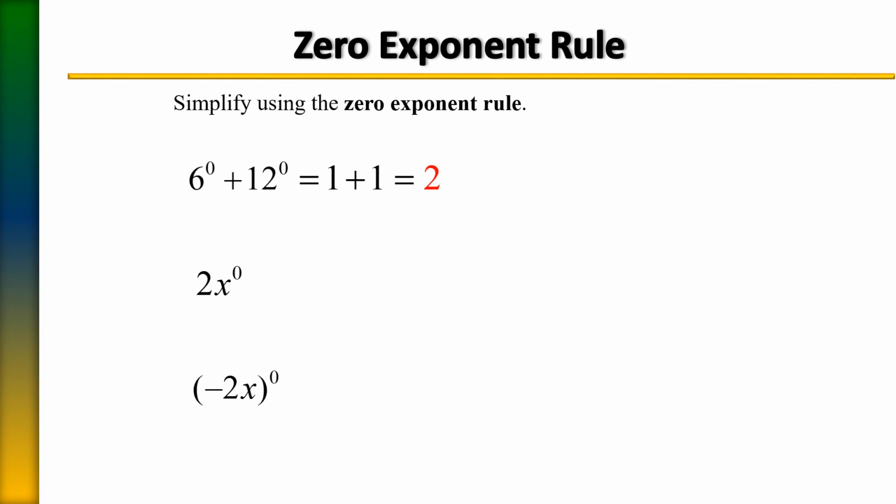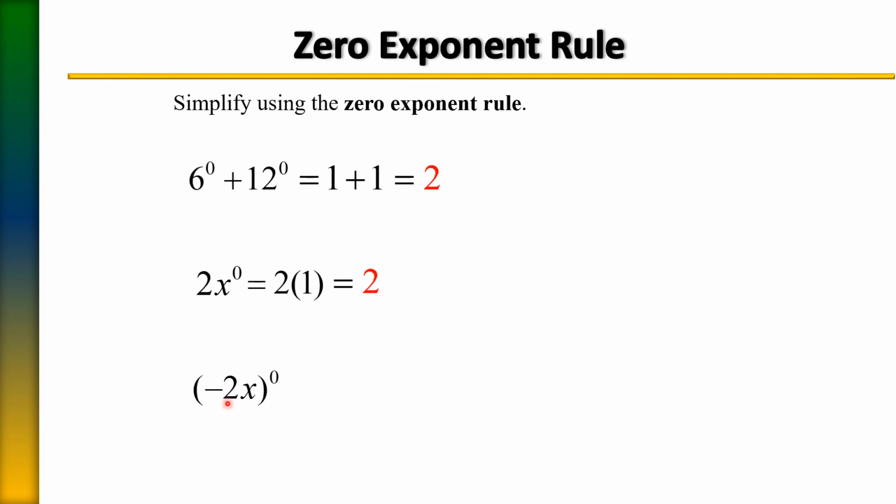For this next example, you have two terms that are sandwiched together, joined together. That means they're being multiplied, so be careful with that. 2 does not have an exponent of 0, only the x. So yes, x raised to the zero power is 1. Doesn't matter whether it's a number or a variable, as long as it's not 0 raised to the zero power. So x raised to the zero power equals 1. 2 times 1 equals 2.